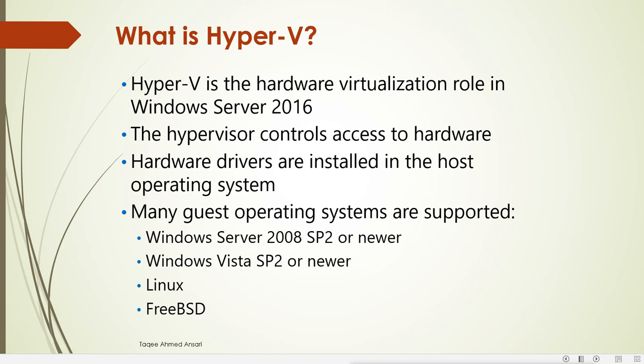Now this is an advancement from the previous versions of Windows Server, like Windows Server 2012 or 8. So in this 2016 server, it supports many operating systems. We can install and create Windows Server 2008 Service Pack 2 or newer, Windows Vista Service Pack 2 or newer, Linux also, we can install the Linux operating system. We can install FreeBSD also, FreeBSD Unix. So now in Hyper-V we have these supports also.